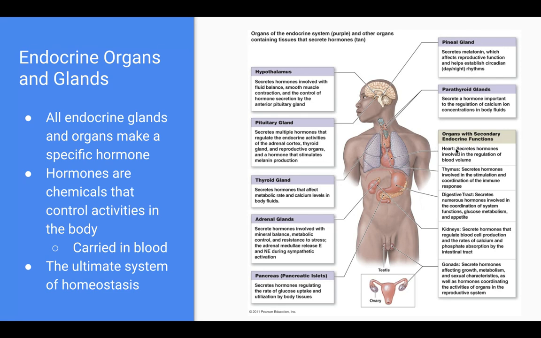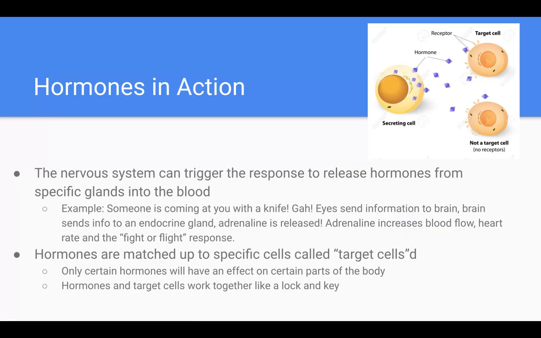The heart actually can secrete hormones in regulating blood volume. Okay, the thymus is farther down the trachea, and that can coordinate response of the immune system. Your digestive tract can secrete hormones. Your kidneys can. And then the reproductive glands that are in males and females, so testes in males and ovaries in females, are the glands that produce what's considered sex hormones.